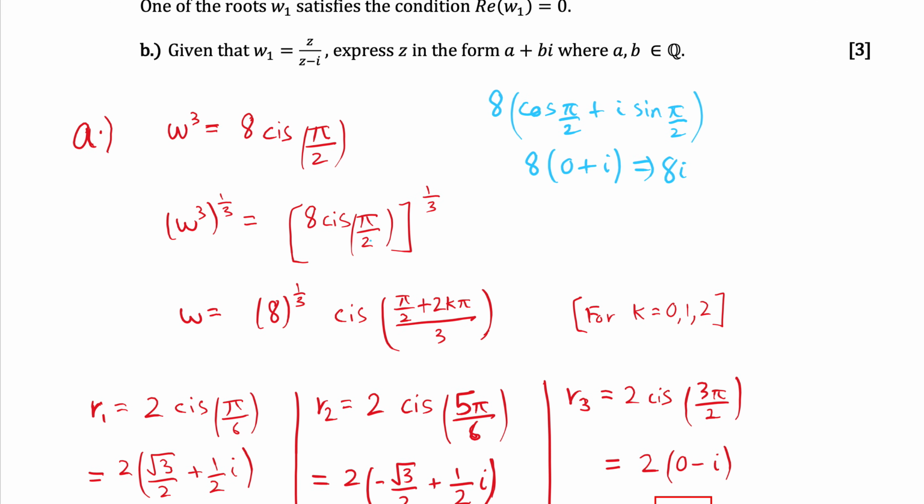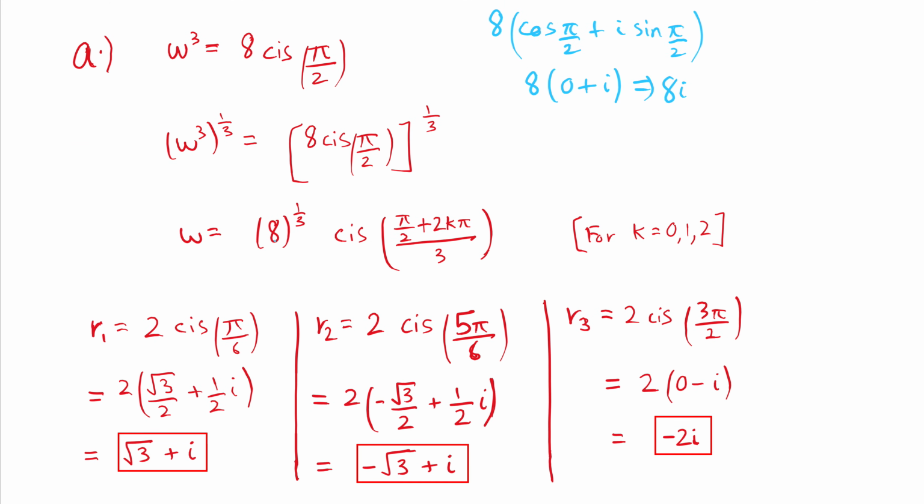So from here I can take the cube root of both sides. So this will be w cubed to the power of 1 upon 3 is equal to 8 cis pi on 2 to the power of 1 upon 3. Taking the cube root is the same as raising it to the power of 1 upon 3. And from here we need to apply De Moivre's theorem to solve this. So applying De Moivre's theorem, we will get 8 to the power of 1 upon 3 cis (pi on 2 plus 2k pi) upon 3. And this k holds for the values 0, 1 and 2. So when we plug in these values for k, we will get our three roots.